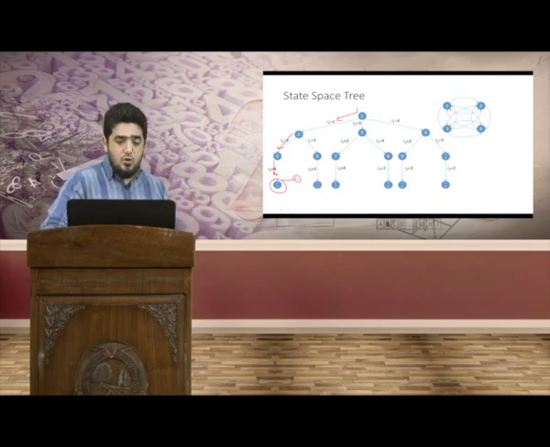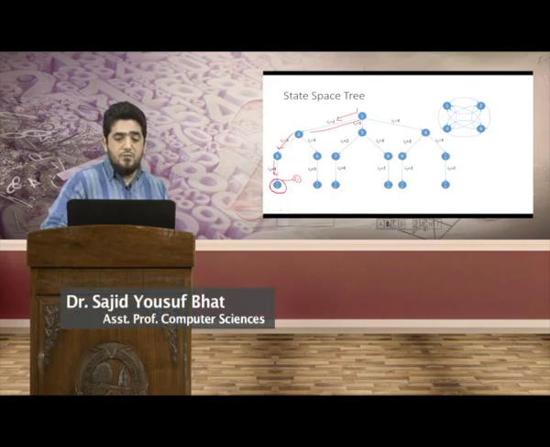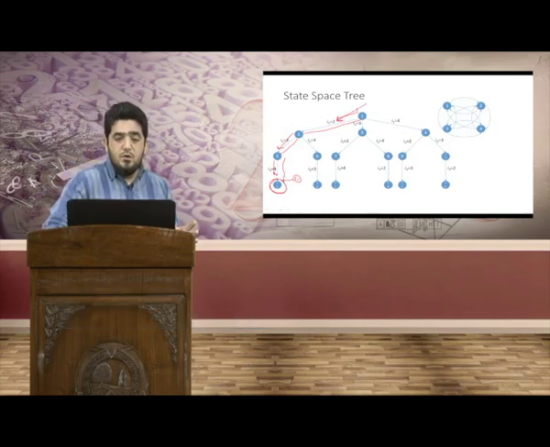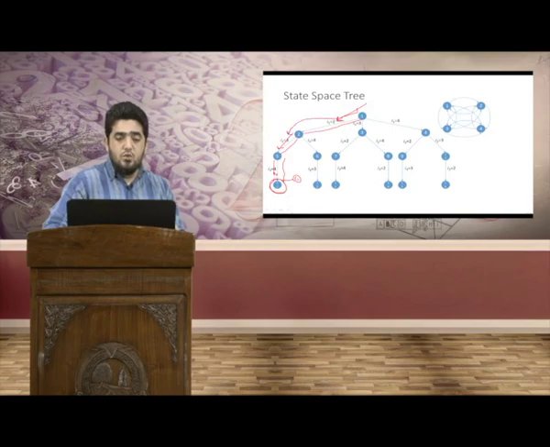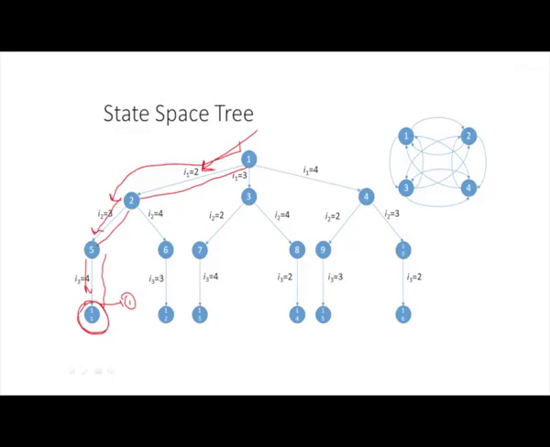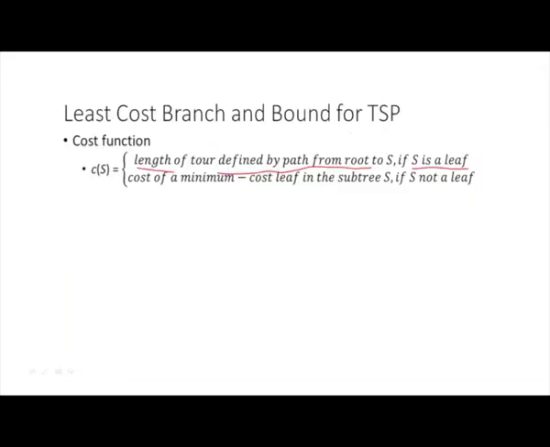So this leaf node here means we have to consider this path of this tree. So the total cost would be the cost of going from vertex 1 to 2, plus the cost of going from vertex 2 to 3, plus the cost of vertex 3 to 4, plus the cost of going from vertex 4 to 1. So this will be the sum of these individual edge costs.